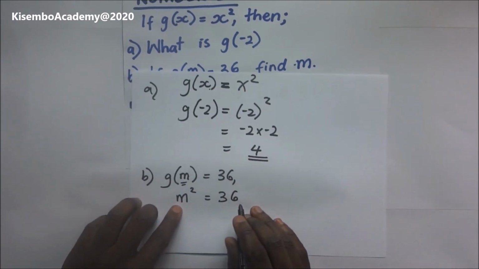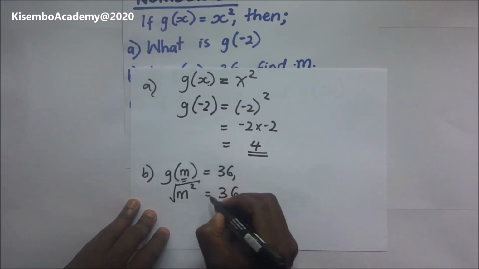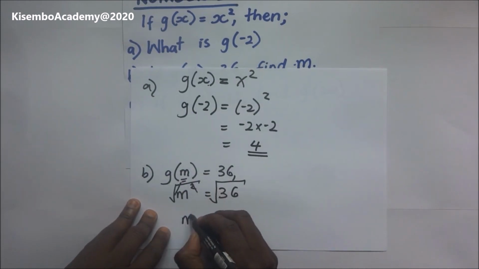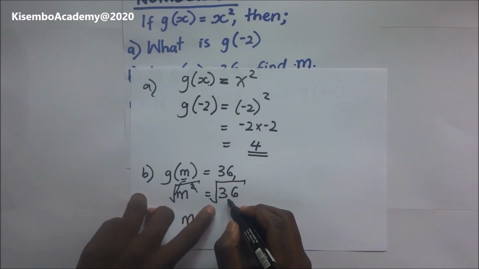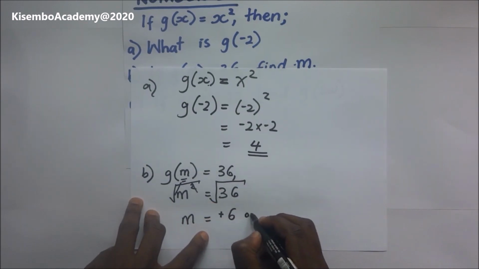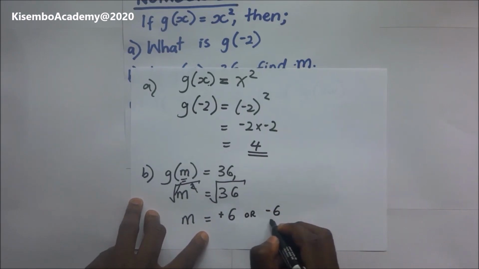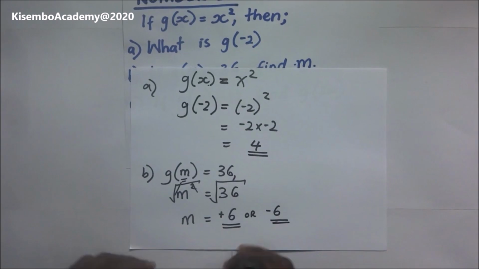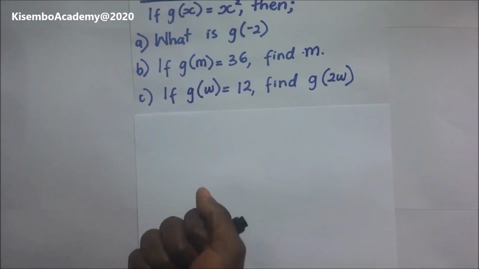To go ahead and find the value of m, we find the square root on both sides. This goes with that. m becomes the square root of 36, which is either a positive 6 or a negative 6. So the values of m are actually 2. That is our part B.